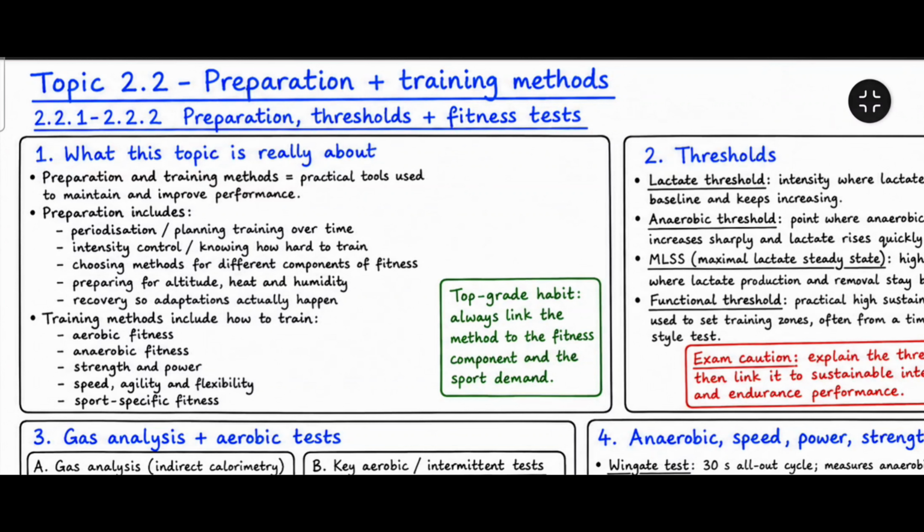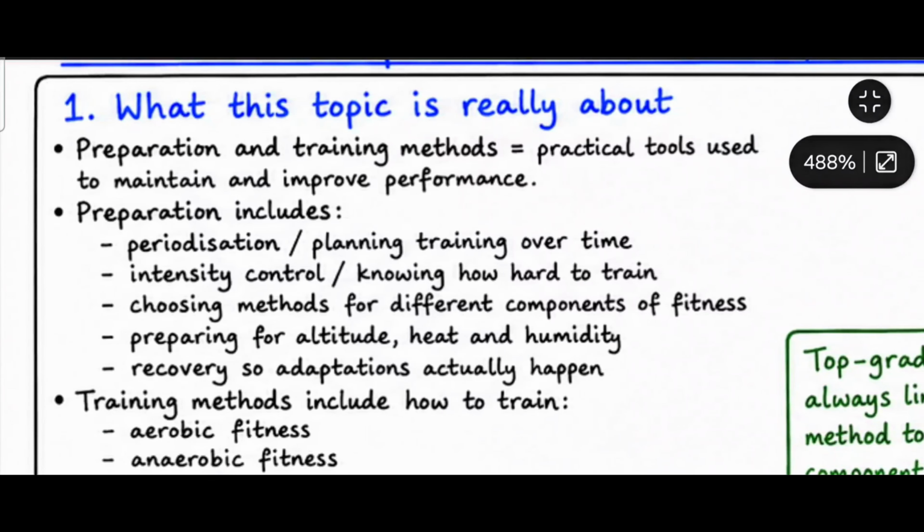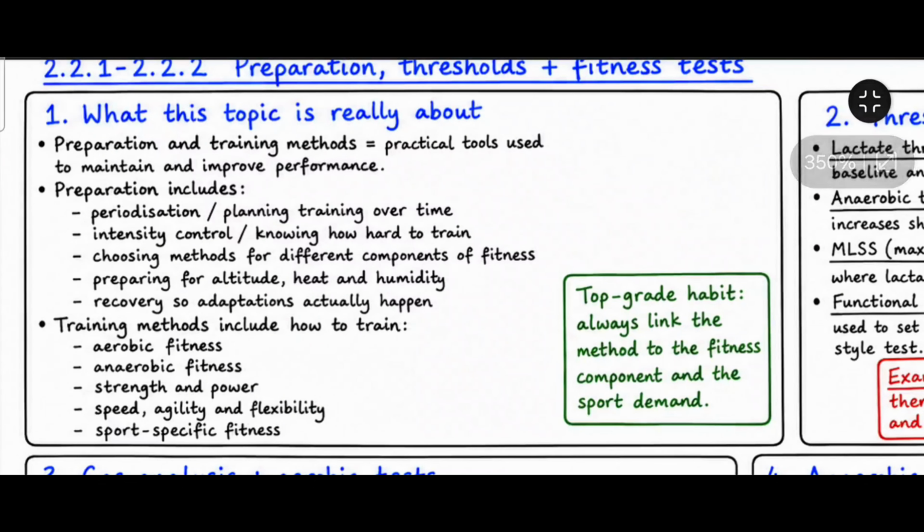So what is this really about? Preparation and training methods are all the practical tools that we use to keep someone improving instead of just burning out and getting tired. So preparation includes planning, knowing how to train, selecting training methods for different fitness components, preparing for special environments such as altitude, heat, humidity, and recovering properly so adaptations happen. Training methods include how you train, whether it's training aerobic fitness, anaerobic fitness, strength, power, speed, flexibility, sport specific fitness, agility, and so on.